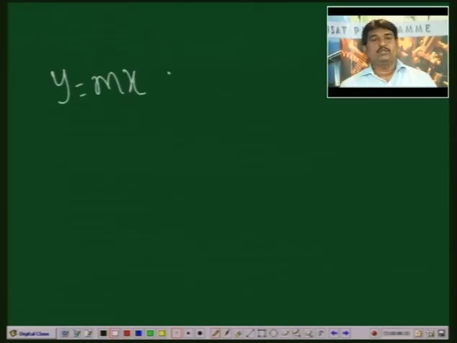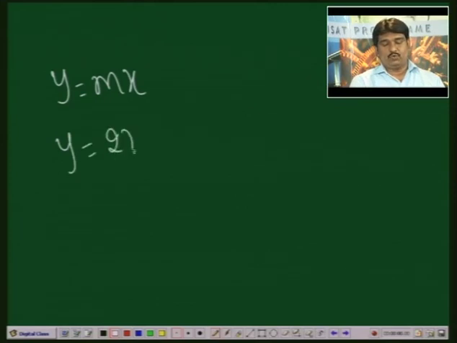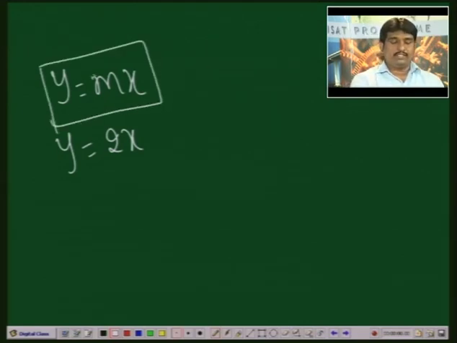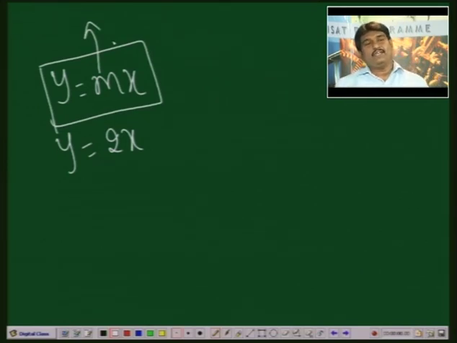I'll start with formation. For example, I'll talk about family of curves. As you are familiar with this, y equals to mx. What does it represent? Y equals to mx represents a family of straight lines. Of course, if I say y equals to 2x, it is one line with slope m equals to 2 passing through the origin. If I say y equals to mx, here m is a parameter. By varying m, I will get different members of the family. I will get different lines with slope m.